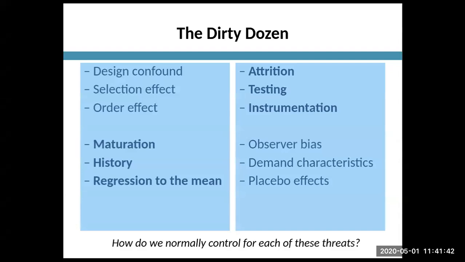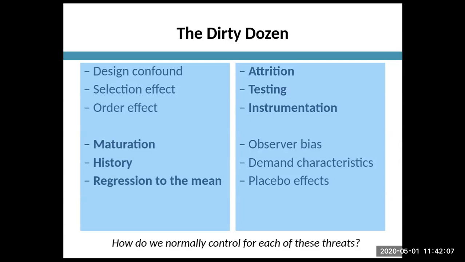So what are our dirty dozen and how do we control for them? Design confounds. Of course, we have control groups hold these things constant. Selection effects, we either randomly assign or we use the matching or match groups technique. Order effects, counterbalance.